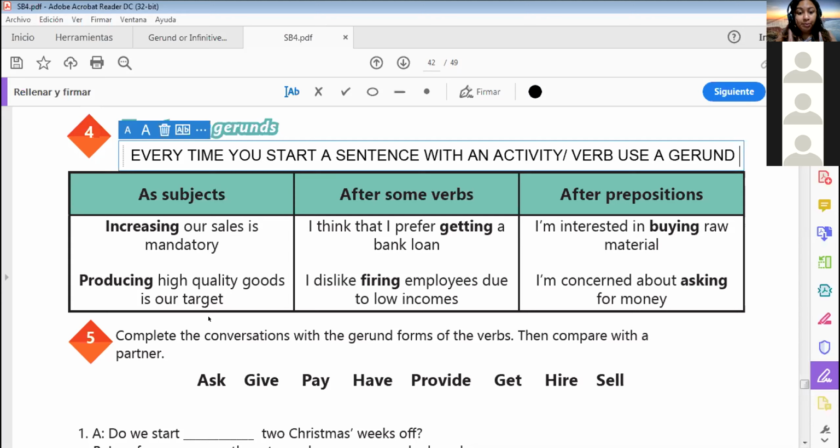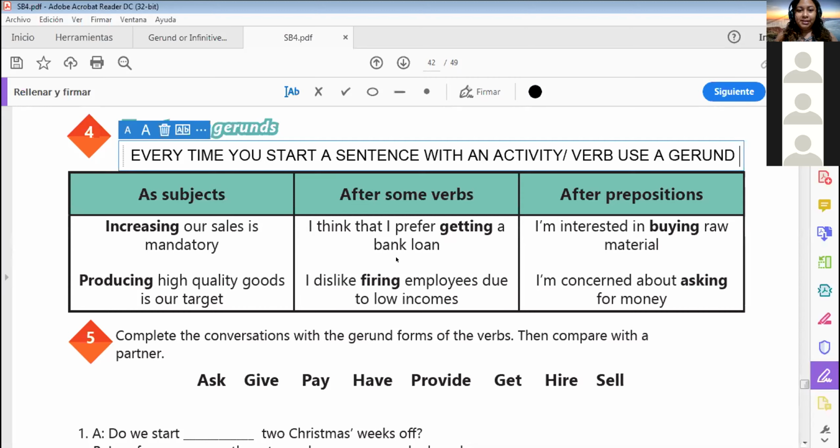So imagine the situation. It would not be okay to say things like to increase our sales is mandatory or to produce high quality goods is our target. No, it is incorrect. But why, Adriana? I think it sounds good. Well, even if we think it sounds good, it is incorrect because the grammar rule tells me that I can never start a sentence with a verb in a different form. I need to use the ing form. Are we okay? Yes.